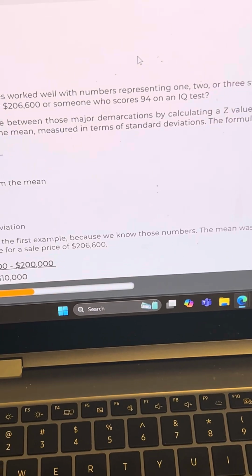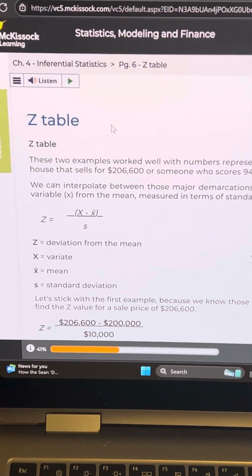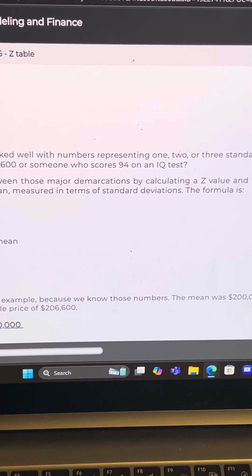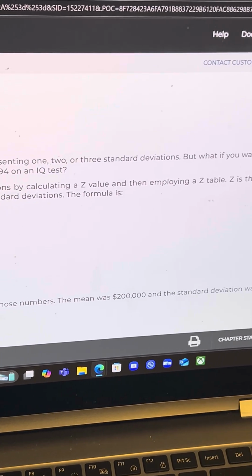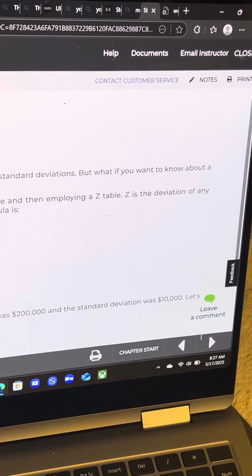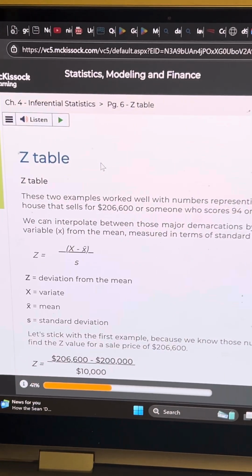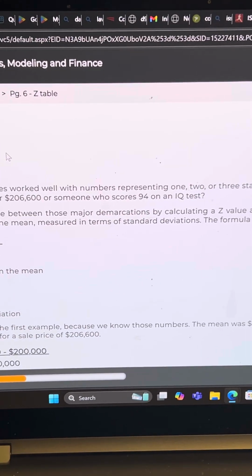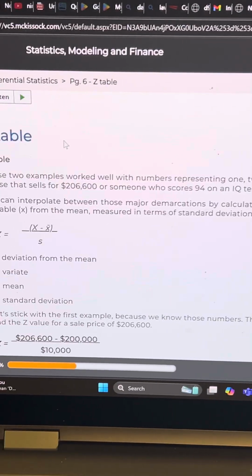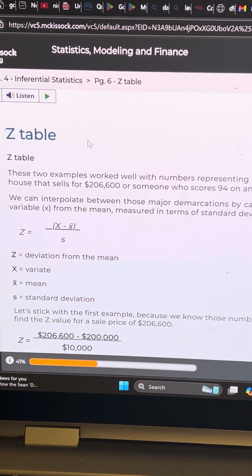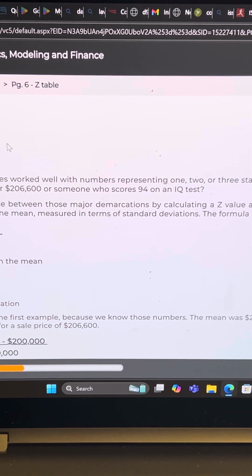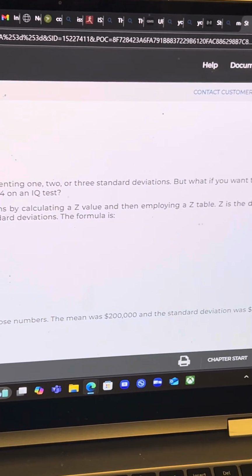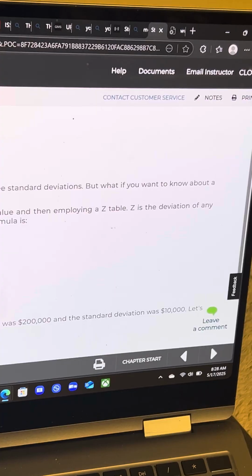Page 6, Z-table. These 2 examples worked well with numbers representing 1, 2, or 3 standard deviations. But what if you want to know about a house that sells for $206,600 or someone who scores 94 on an IQ test? We can interpolate between those major demarcations by calculating a z-value and then employing a z-table.